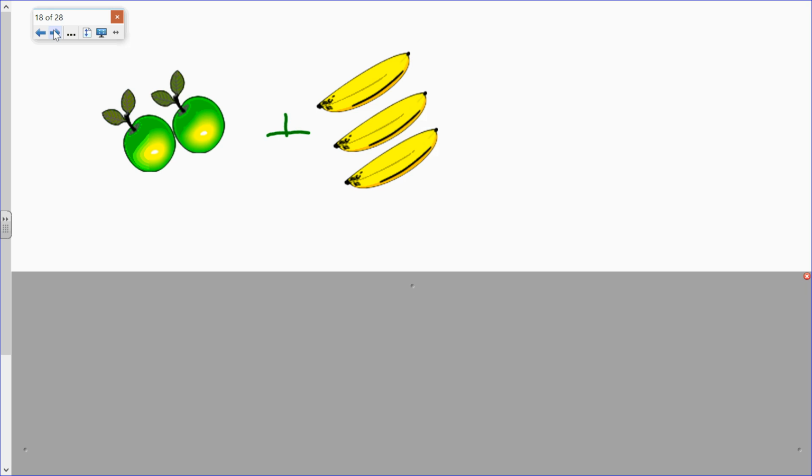What kind of fruits are these? Apples, bananas, yeah. What's a good variable for apples? A. How many A's do you see? How many B's? So if I ask you, hey, what's 2A plus 3B?